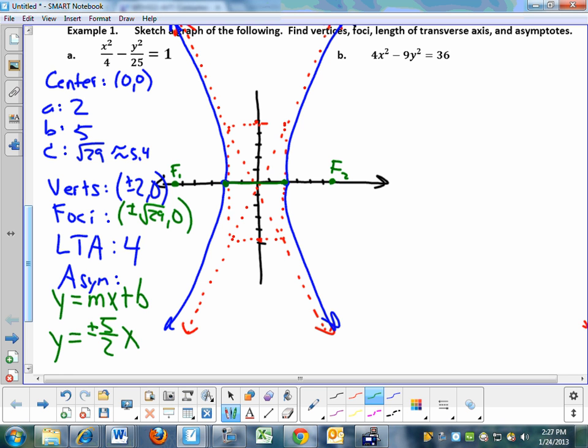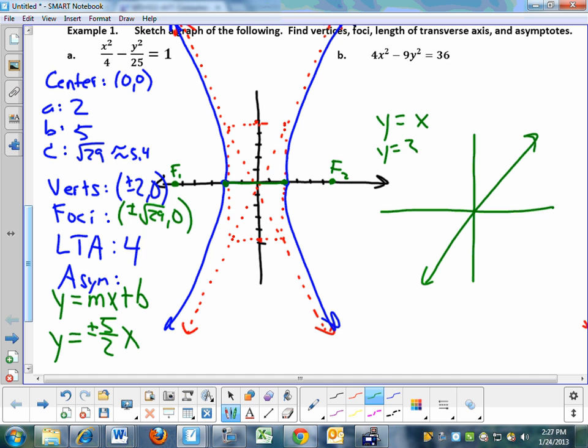Hannah. So if I took the line y equals x and I graphed it, that would look like that, right? If I said y equals 3x, well, that would be even greater, right? So those are lines that have a y-intercept of 0. 5 over 2 is the slope. We figured that out by going up and over. We have one line that has a positive slope, and the other line has a negative slope. That's why we wrote plus or minus. The 5 over 2 represents the slope, yes.